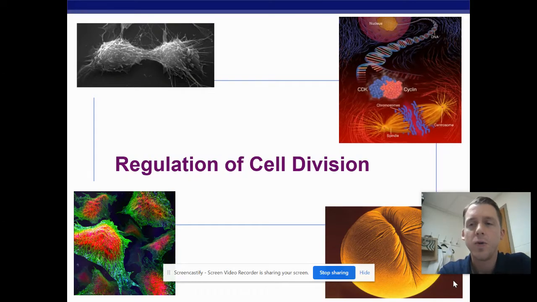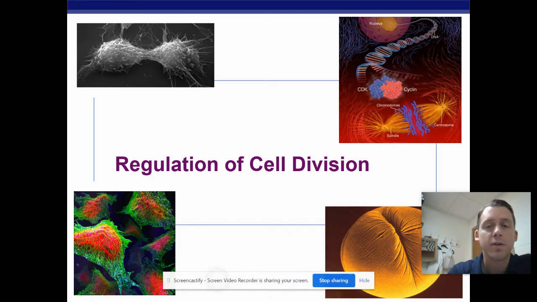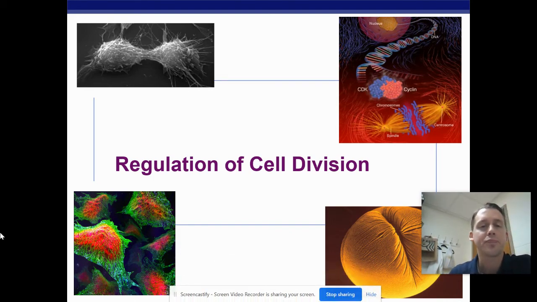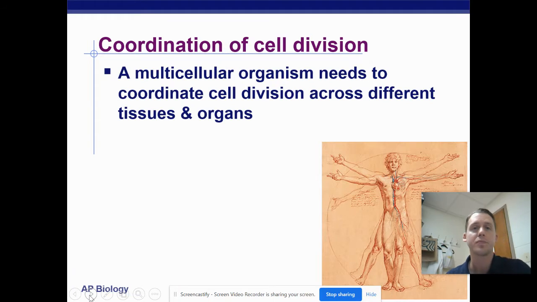Hi everybody, today we are going to talk about how the cell cycle is regulated. So our topic today is regulation of cell division. We now know about mitosis, we know how mitosis works, we know how the cell cycle works, and now we're going to find out how a cell regulates when it divides and how quickly it divides.